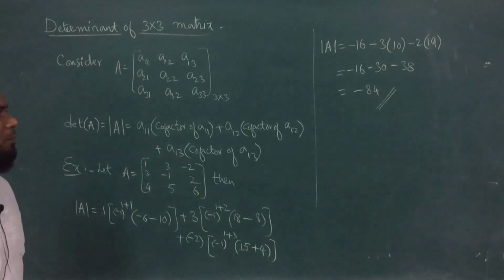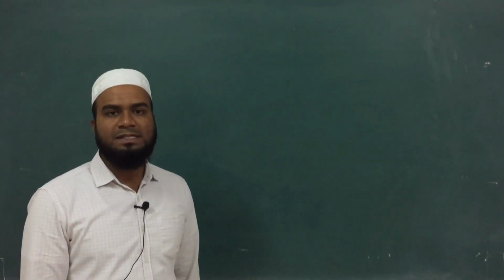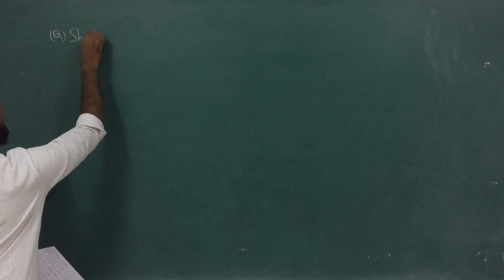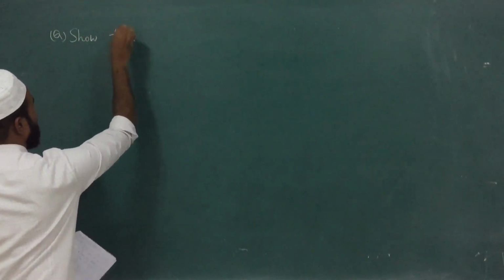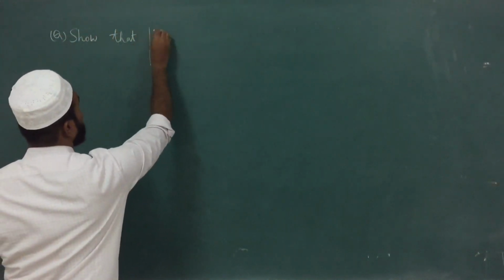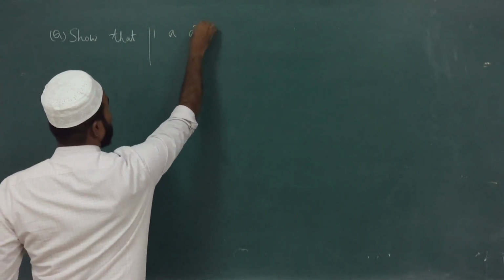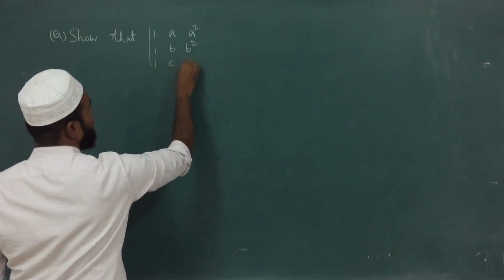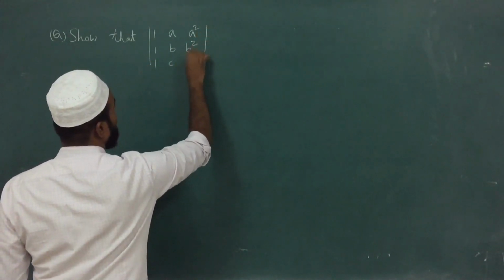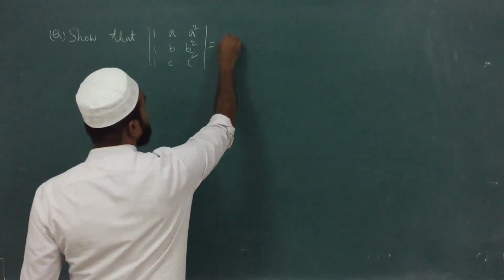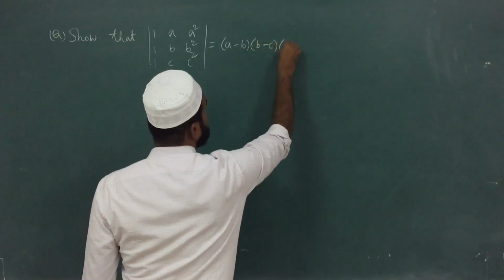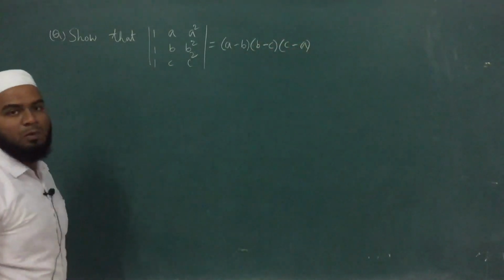We will see one simple problem on this. Okay students, now we will see a simple problem on determinant. The question is, show that the determinant with rows 1, a, a square; 1, b, b square; 1, c, c square is nothing but (a minus b)(b minus c)(c minus a). This is what the problem is.